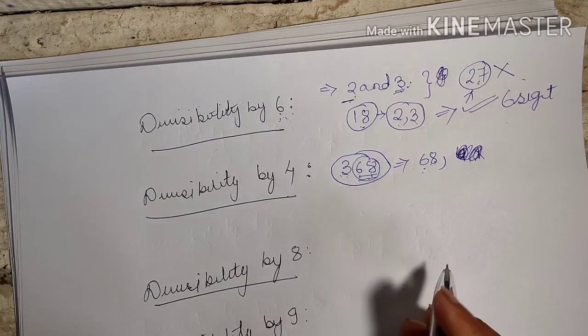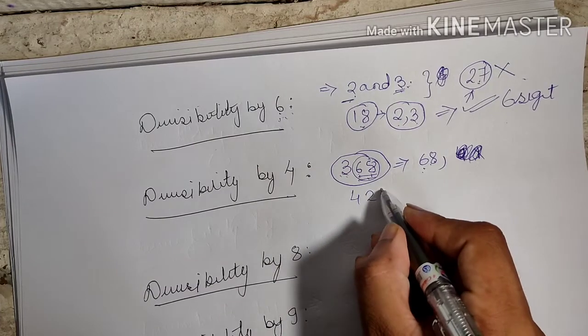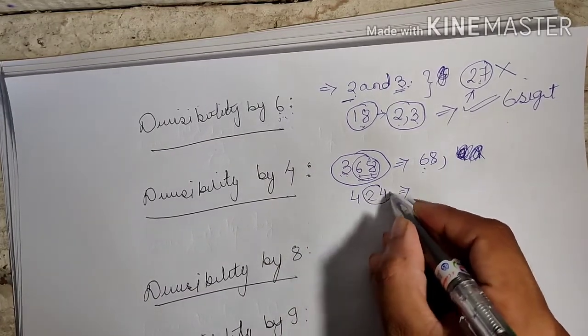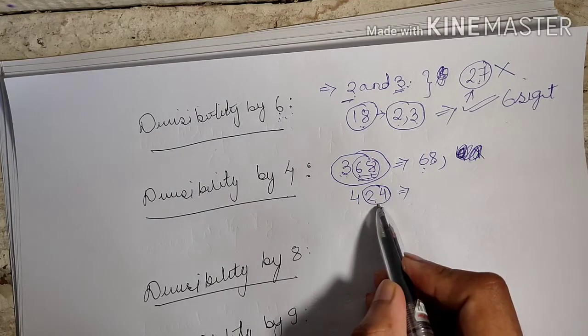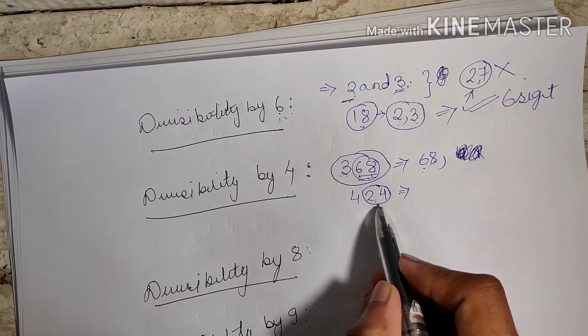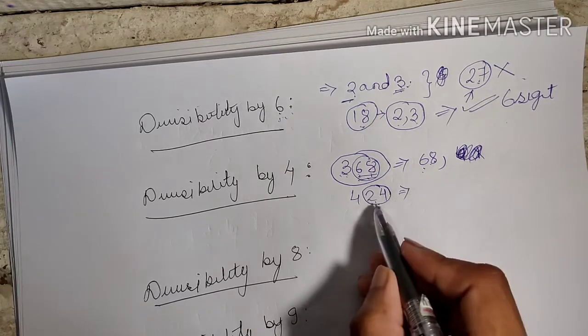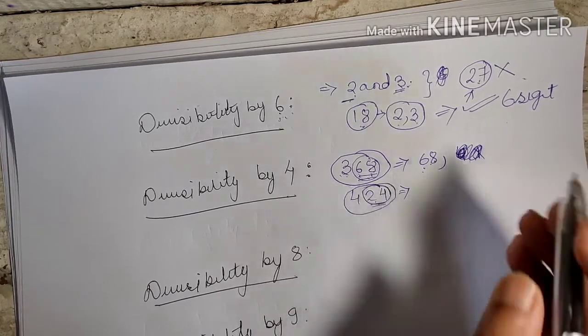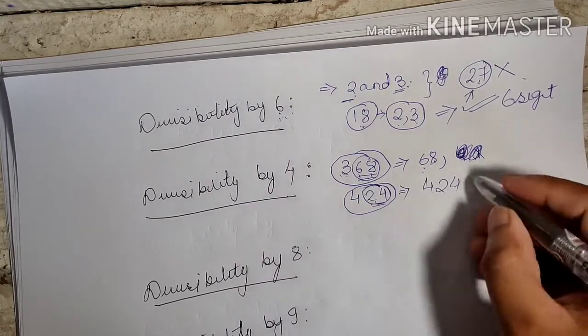Okay, in this way you have to check. Suppose 424 is given to you. Now what will you do? You will check only 24, the last 2 digits. Is 24 divisible by 4? Yes, because 4 6s are 24. So if the last 2 digits are divisible by 4, then the whole number is also divisible by 4. Now 424 is divisible by 4.